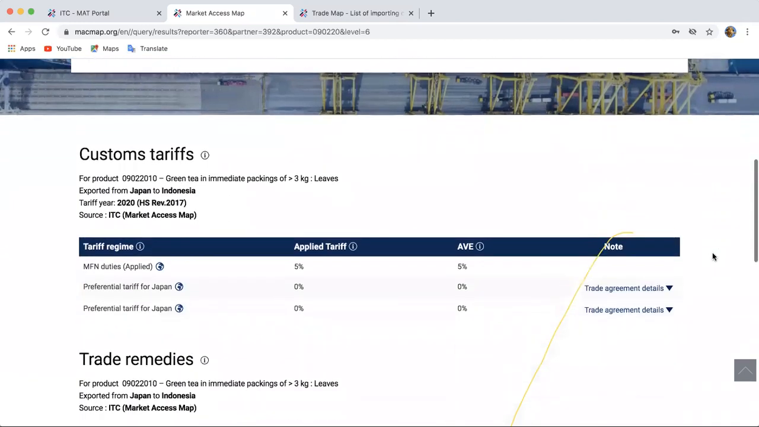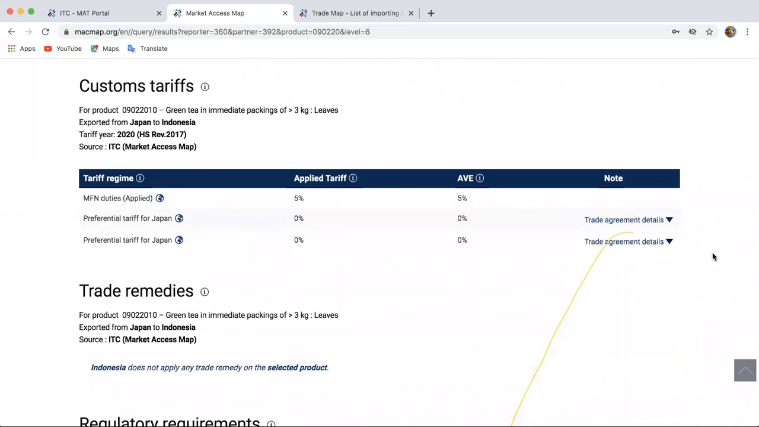So we're there, and we can see that first thing we get is the customs tariffs that Indonesia applies to Japanese green tea leaves. And we can see here, this box is everything about the customs tariffs. So we can see that there's different treatments for Japanese green tea. I will start by explaining to you what the MFN duties are.